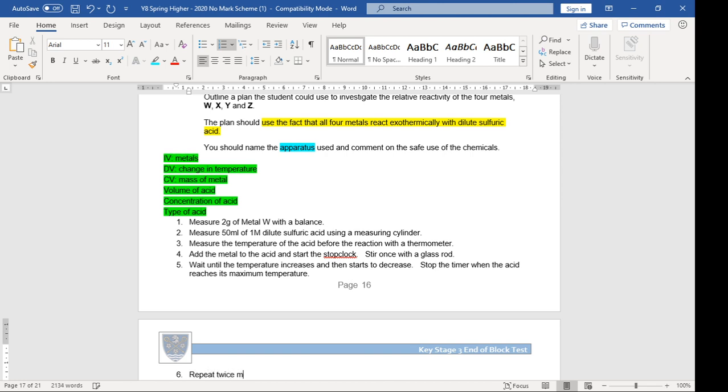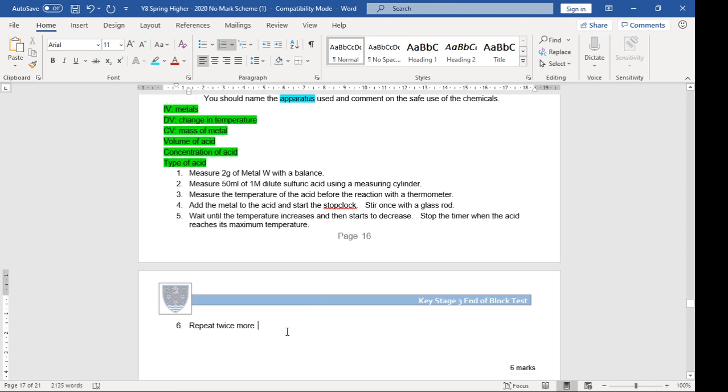And then what I would do, and I always try and do this when I'm writing methods, is to explain about the importance of repeats. So repeat twice more with the same metal, and calculate a mean. And we could exclude anomalous results, which are results that are a bit away from the other results at that point, and then we repeat with the other. Repeat the method with the other metals.